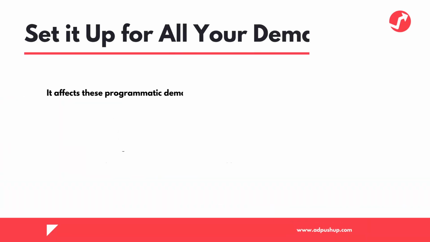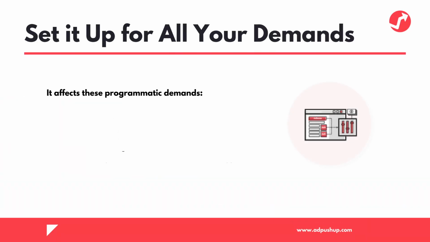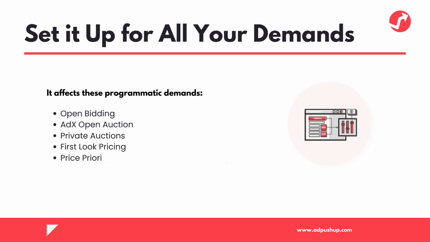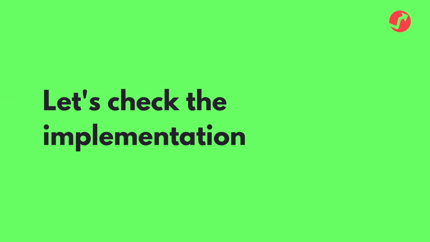Remember that pricing rules work for most of your programmatic demand. It affects the following programmatic demand: open bidding, AdX open auction, private auctions, first look pricing, and then some line item types like price priority, network, and bulk. Let's jump into the implementation with GAM.